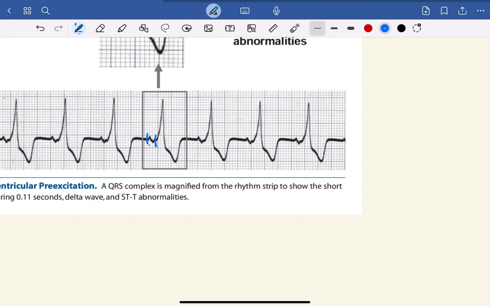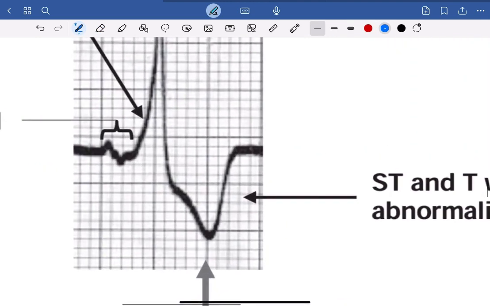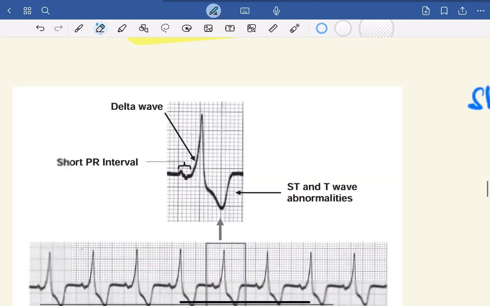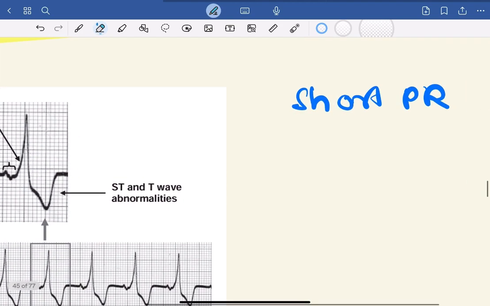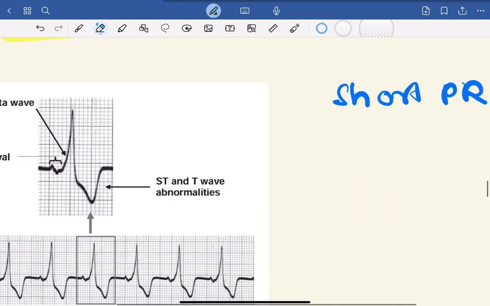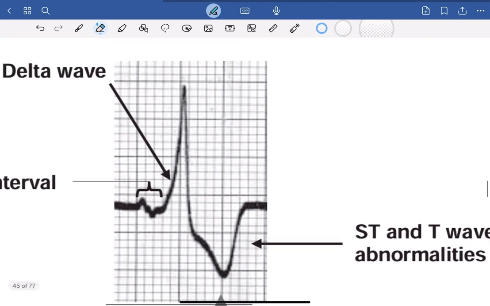See here, this is the starting of the P and the starting of the Q. There are hardly two boxes. It's zoomed here. Starting of the P, starting of the Q. So 1, 2. Only two boxes. That is 80 milliseconds, which is less than 120 milliseconds. So there is a short PR interval, and you see here, these are your delta waves.